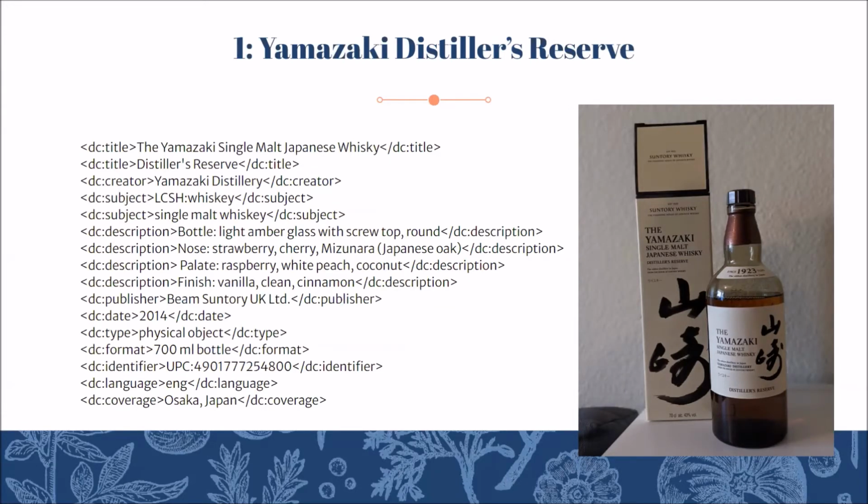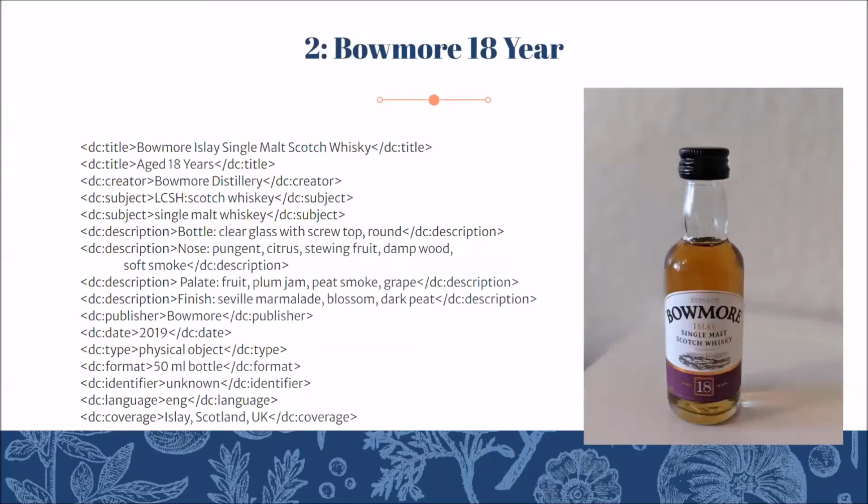This record is an example of a creator or distillery and publisher or distributor being different. This bottle is from a Japanese distillery, but it was purchased in Luxembourg, so the distributor is European. British, in fact, which is a little odd considering. This tiny bottle was purchased in Edinburgh, Scotland, but since it technically is a sample, it does not have a UPC code. I put unknown in the identifier field.